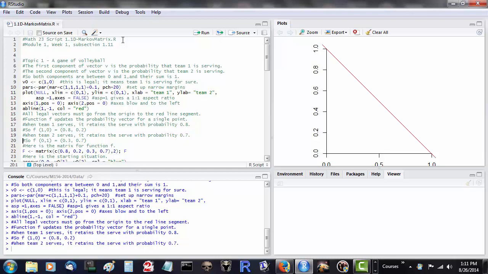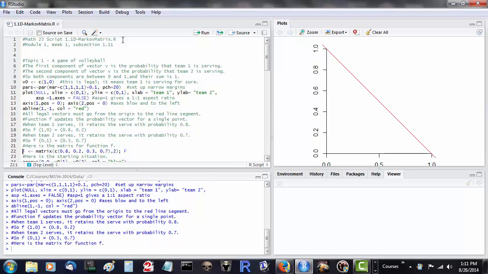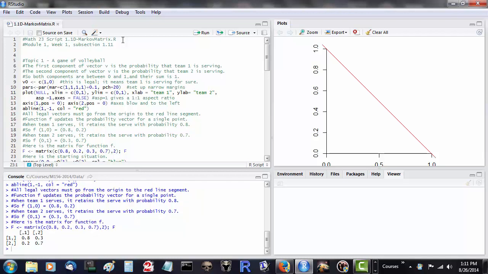We can also assume that team 2 is likely to retain the serve, but it does so with only a 70% probability. So if we start with team 2 definitely serving, there's a 30% chance that team 1 will be serving after the point. We can capture all this information in the matrix capital F. The first column tells the probabilities of team 1 on serve and team 2 on serve, assuming that team 1 was serving before the point started. The second column gives the corresponding numbers for the case where team 2 was on serve.